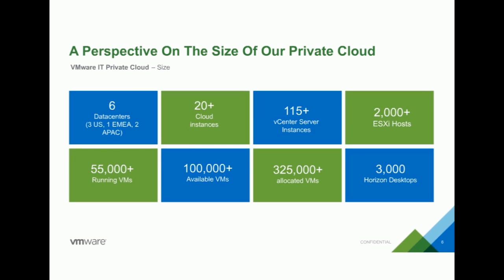So to kick things off with the private cloud overview, VMware's private cloud is really focused on scale. Today we have a footprint of 6 data centers across the globe. We have more than 20 individual cloud instances. A cloud instance for us translates into a deployment of a cloud management platform. Those cloud management platforms manage just over 115 vCenters. Those vCenters are running a little over 2,000 ESX hosts, and on any given day we have somewhere between 55 and 60,000 active and running VMs with 100,000 VMs that are available. An available VM to us is one that may be deployed, it takes up disk space, but it's not necessarily powered on and running.